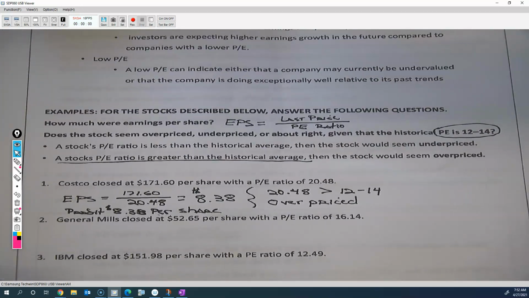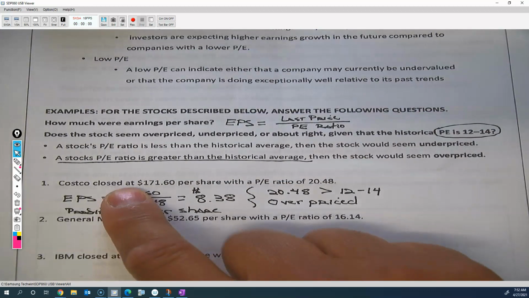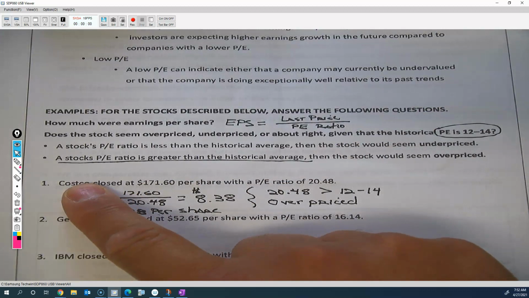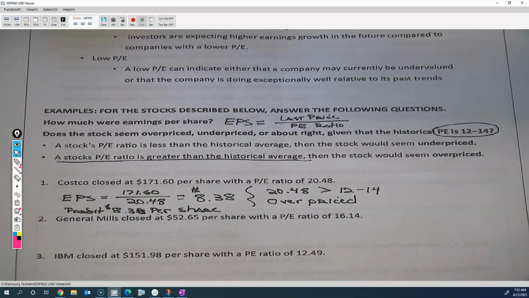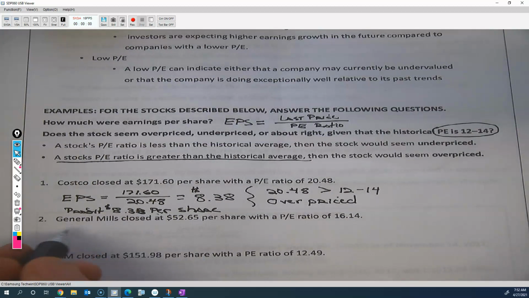Now, at the same time, an overpriced stock could mean people have a lot of faith that Costco is really going to explode in the next few years. I don't know about that. A company like Tesla, perhaps. Okay, all right, let's do General Mills.